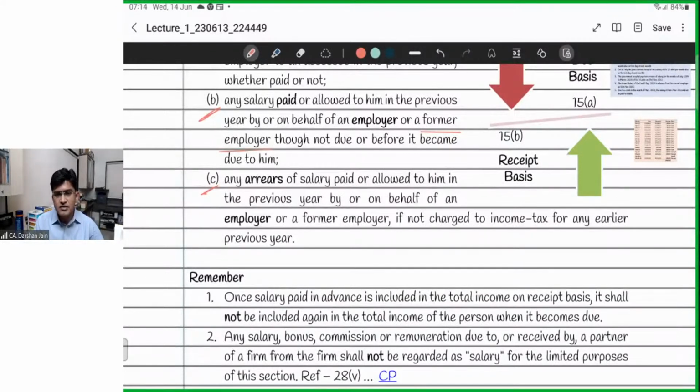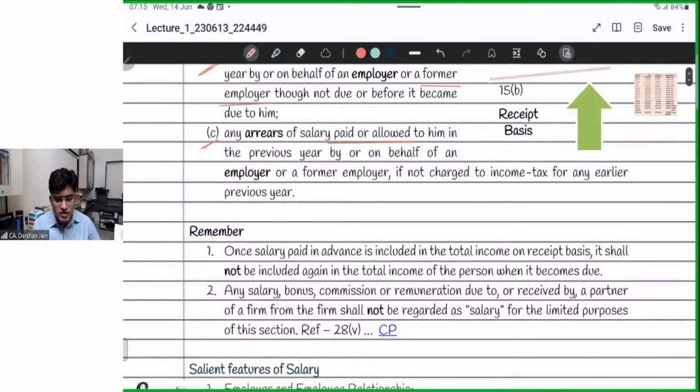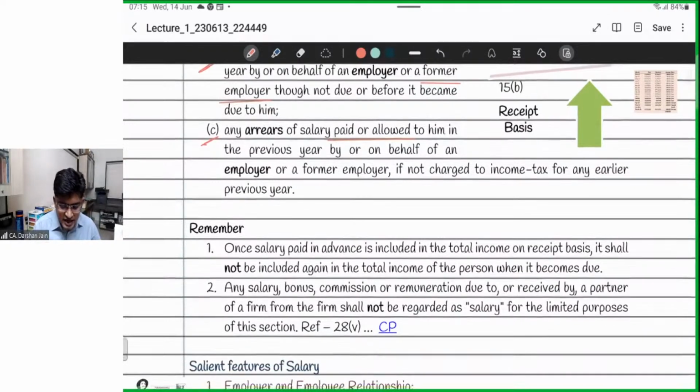So it is very difficult to tax the arrears unless and until it is certain that you'll receive it. Therefore, you have got the enabling provision which says that any arrears of salary would be taxed in the previous year when it is paid or allowed, whenever that salary is paid or allowed to the employee. Are you getting this, friends? Whenever it is paid or allowed to the employee, it would be taxed in that previous year.